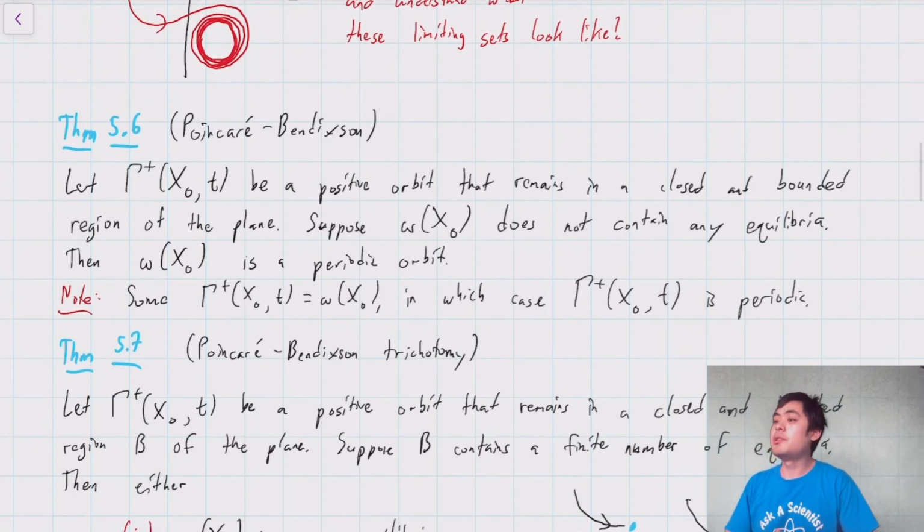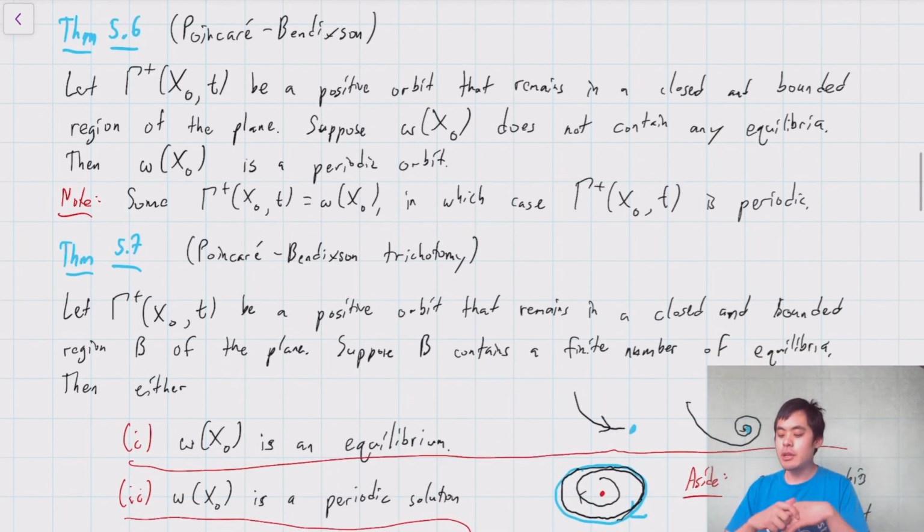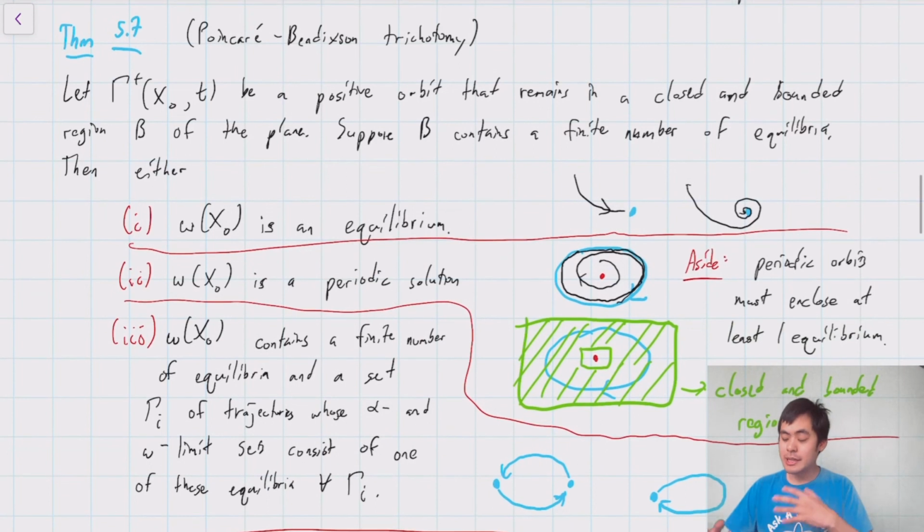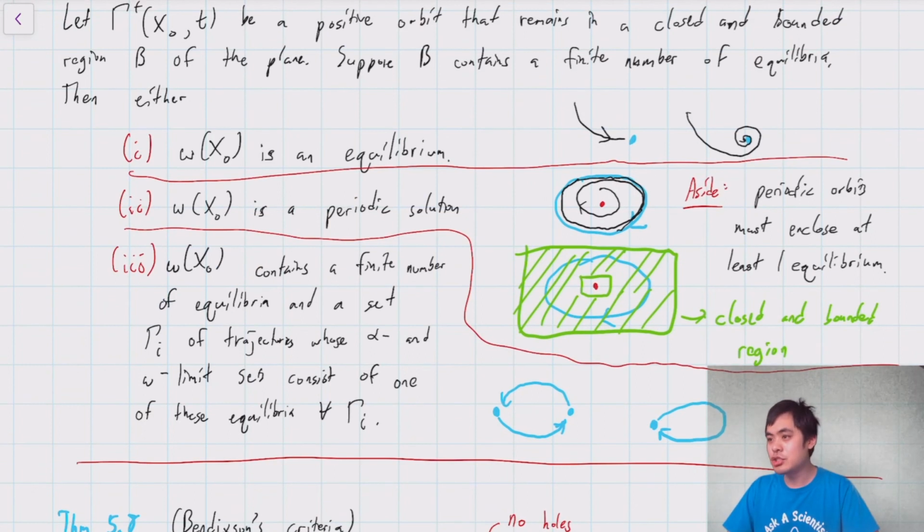And by Poincare-Bendixson, we didn't prove any of these theorems, but it turns out that if you're in a closed and bounded region of the plane, which doesn't have to be connected, so there can be holes in it, which is important, and you don't have any equilibria in that region, then the positive orbit limits to the omega limit set, which is a periodic orbit. As a general classification, if you're in a closed and bounded region with a finite number of equilibria, then the omega limit set has to be either an equilibrium, a periodic solution, or some finite number of equilibria with trajectories connecting them.